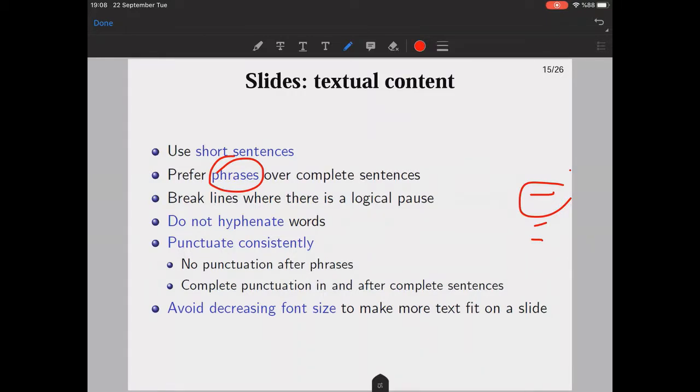Punctuate consistently. There is no need for punctuation after phrases. Don't do this. Use complete punctuation in and after complete sentences. If you're using sentences, then you need to be careful with punctuation.